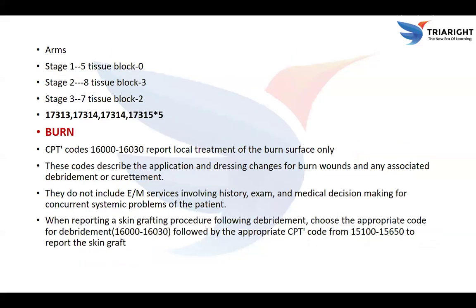So next is burns. What are burns, and how do you code a burn? The burn CPT code range is 16000 to 16030. These codes are used for local treatment of the burn surface only, where dressing changes, topical application, minor debridement or curettement are done. These codes do not include history, physical exam and medical decision making. So E&M services may be reported separately if documented.